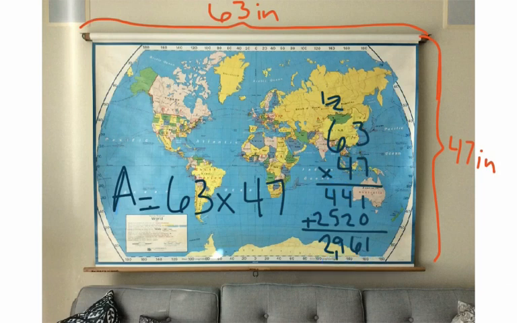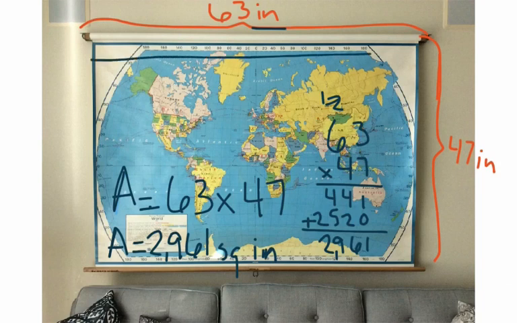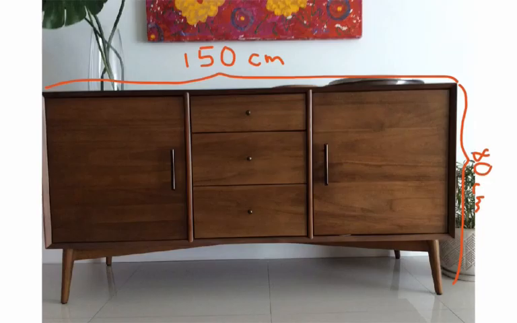So this tells me that the area of this map is 2,961 square inches. Oops, I'm supposed to say square inches. And that means again that if I were to take a ruler and divide it into little squares, where each square is 1 inch by 1 inch, I would have 2,961 of those squares in this map.